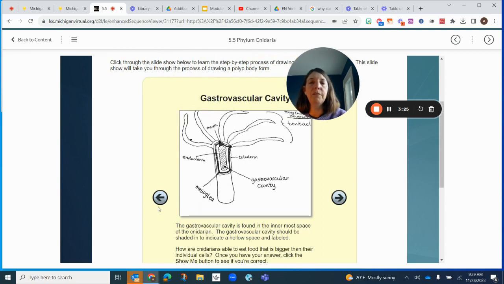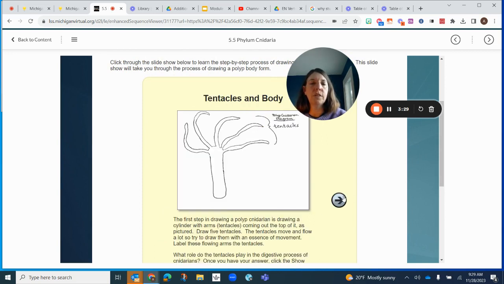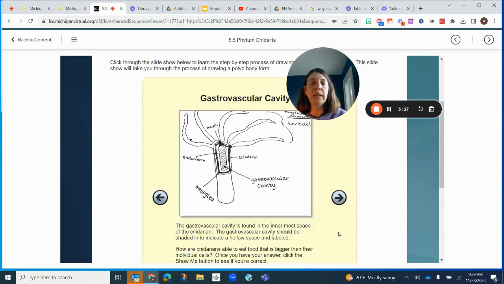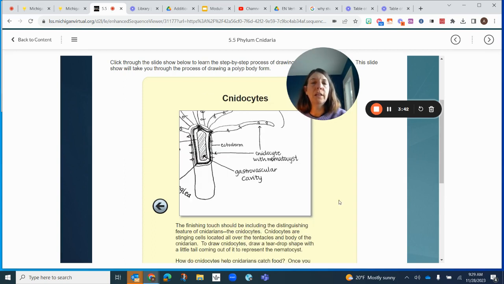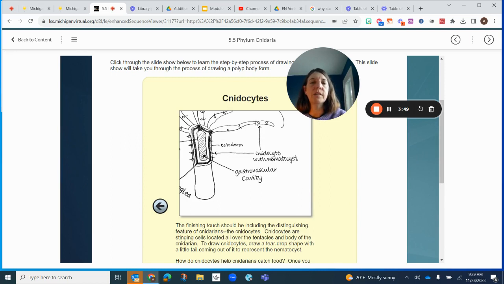And that's what the stinging cells are that you've probably heard about when we talk about jellyfish. So remember, at the very end, this is what it looks like when you first draw it. You draw the tentacles and the body, then you do the interior with the mouth, ectoderm, endoderm, mesoglea. Then you draw the body cavity, the gastrovascular cavity. And then finally at the very end, you get a closer look at the tentacles. The tentacles are the parts that have the cnidocyte with the nematocyst, which is the actual stinging cells that you feel. And that's how you draw your Cnidaria.